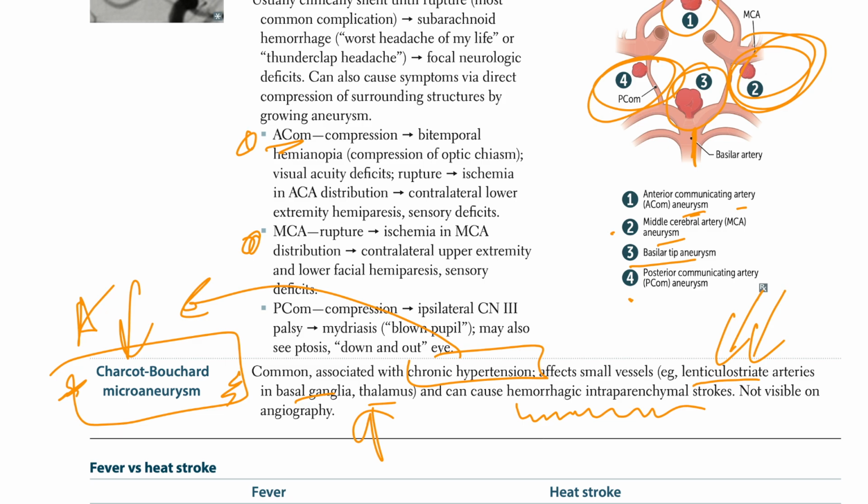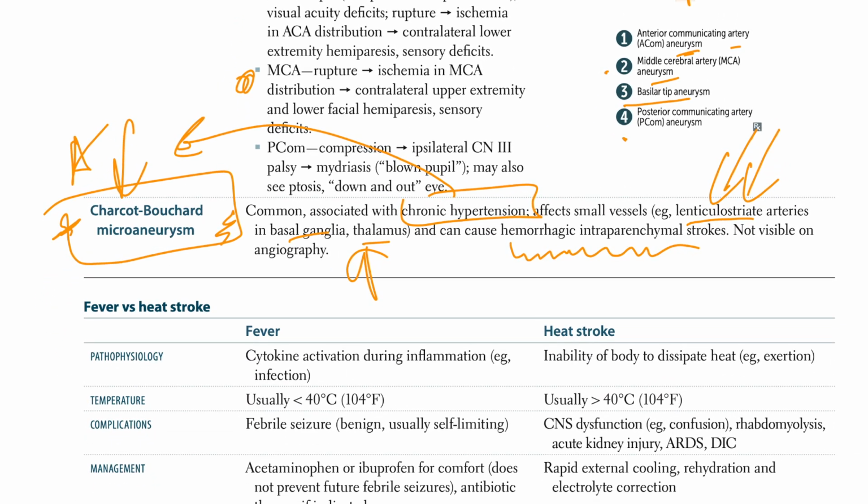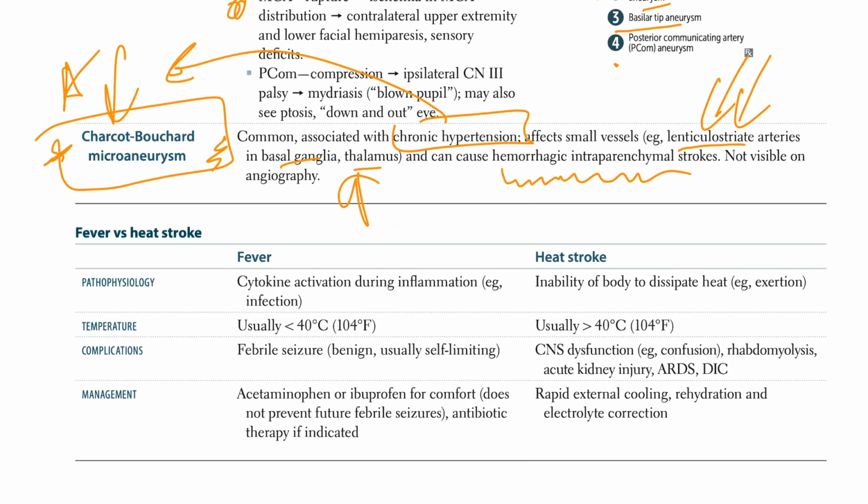Okay. Now let's talk about the fever versus heat stroke. With a fever and a heat stroke, it's a simple thing. All you have to think about is the temperature. With a fever, you're not going to have any temperature more than 104. But with the heat stroke, you are going to have a temperature greater than 104. Most likely with a fever, you're going to have less than 104. But with heat stroke, for sure you're going to have greater than 104.